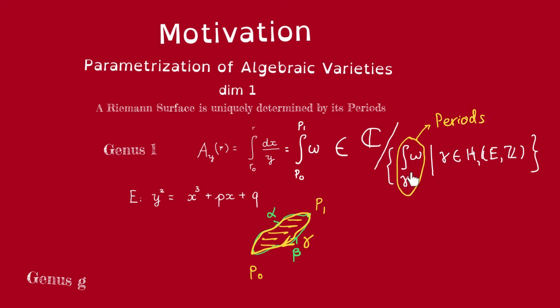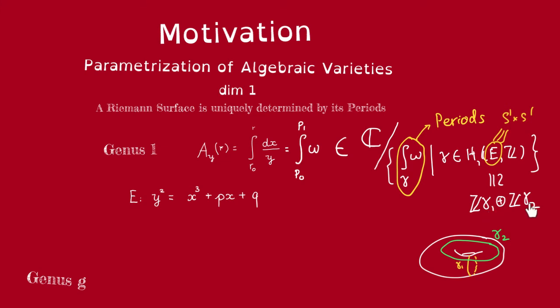We claim that this actually forms a lattice inside C, so let's see why. Alright, so what is this homology group? Well, an elliptic curve is a torus, so it's isomorphic to S1 times S1. So this homology group is going to be generated by two loops, two elements. Let's call these generators gamma 1 and gamma 2.